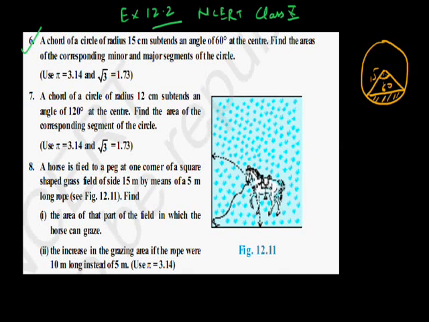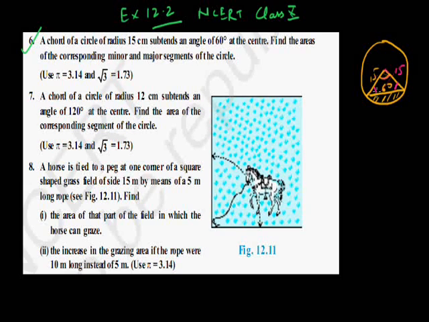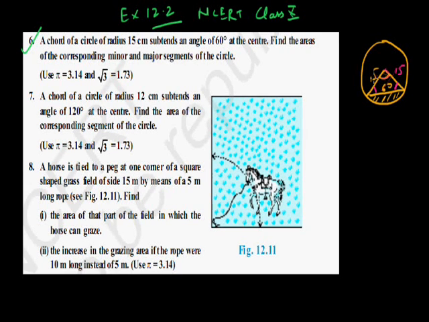Right? This is 60 degrees. This is the radius 15. This is the center of the circle. Therefore, this is also a radius, so this is also 15. Now these two sides are 15 and 15. Therefore, this angle and this angle have to be equal, because it's an isosceles triangle. This is 15, this is 15, therefore these two angles have to be the same, and this is 60 degrees.